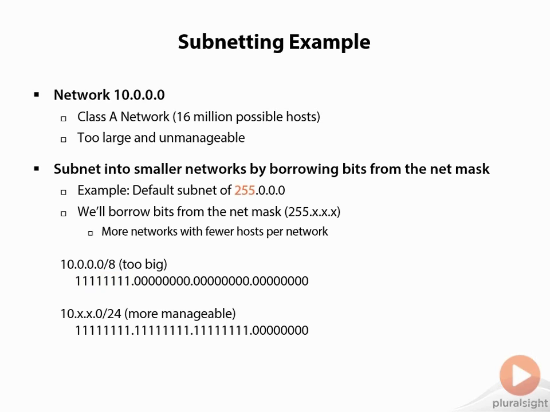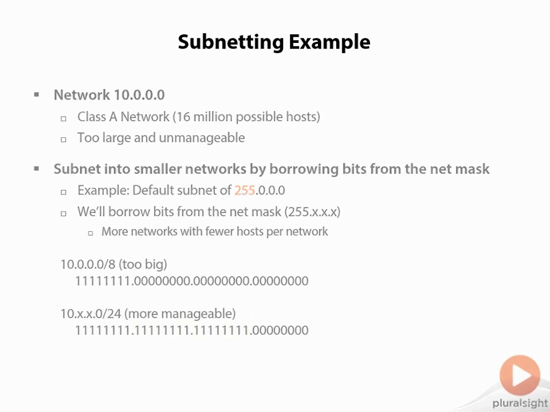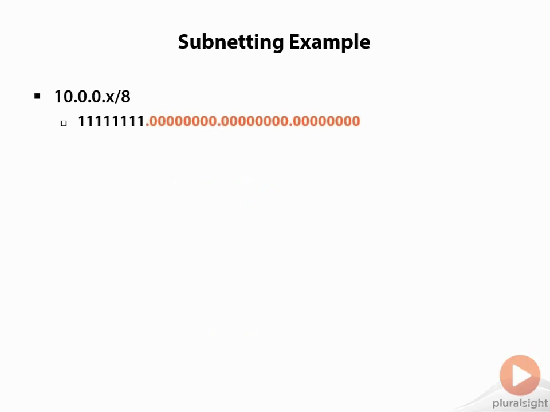So what we're going to do is borrow bits, borrow those zeros, and move them from the host space into the network space. That way, we now have 24 bits that define the network, and only 8 bits that define the host. That gives us a lot of subnetworks within that 10 space: fewer hosts per network, but more subnetworks to deal with. So again, here's the example.